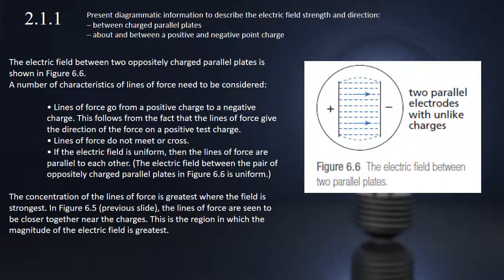Lines of force do not meet or cross. If the electric field is uniform, then the lines of force are parallel to each other. The concentration of lines of force is greatest where the field is the strongest, and I mentioned that on the previous slide. This is the region in which the magnitude of the electric field is greatest.